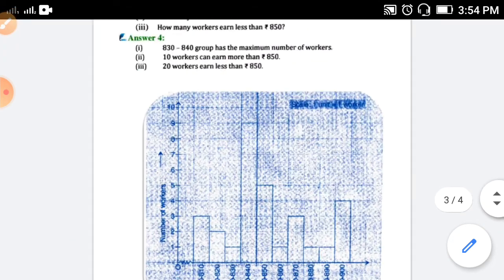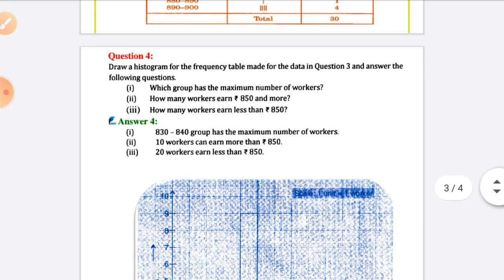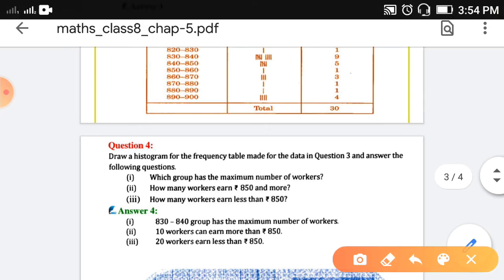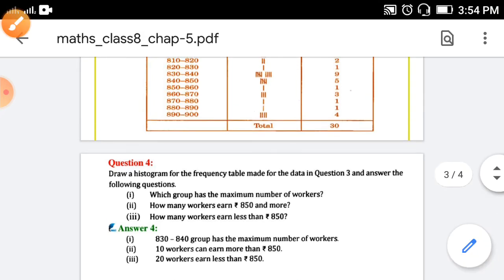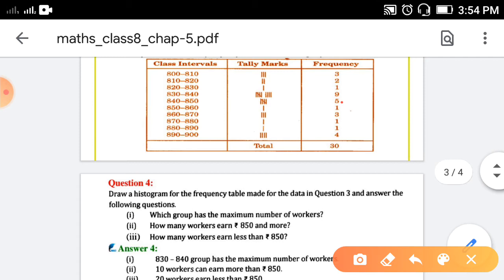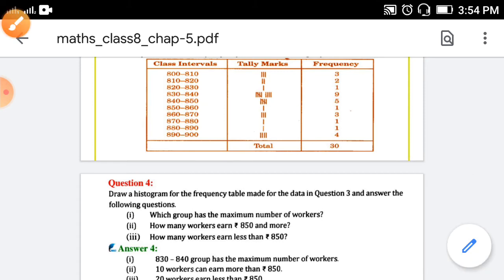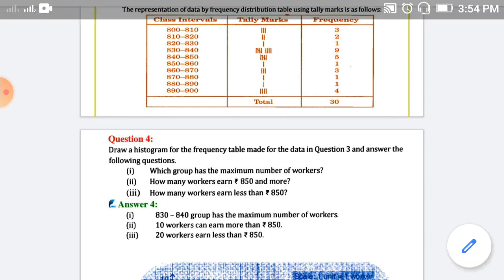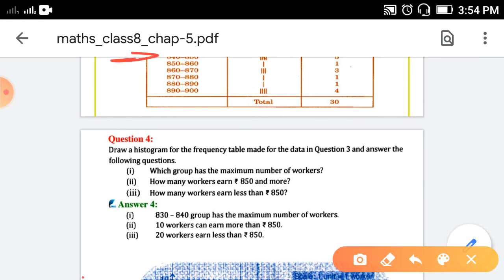Now answer the questions. Which group has the maximum number of workers? 9. That is the maximum number of workers, and it belongs to 830 to 840. Okay. Second one, how many workers earn rupees 850 and more? So here it is 850 and more. It starts from here. Count the workers: 1 plus 3 plus 1 plus 1 plus 4. It is 10 workers.